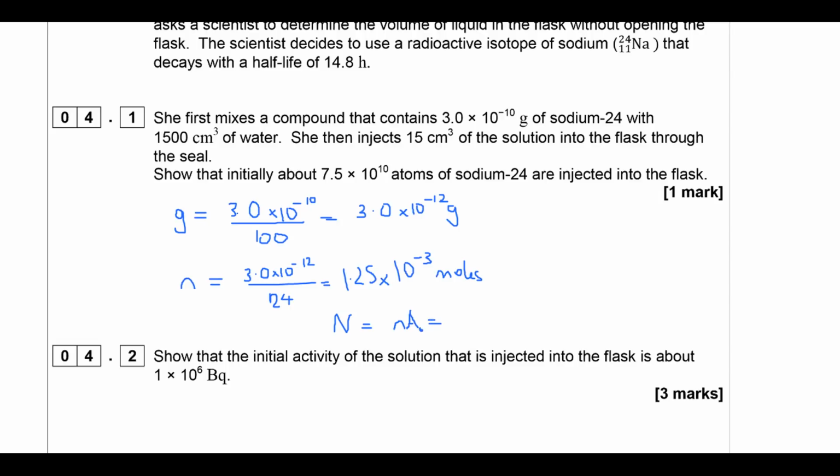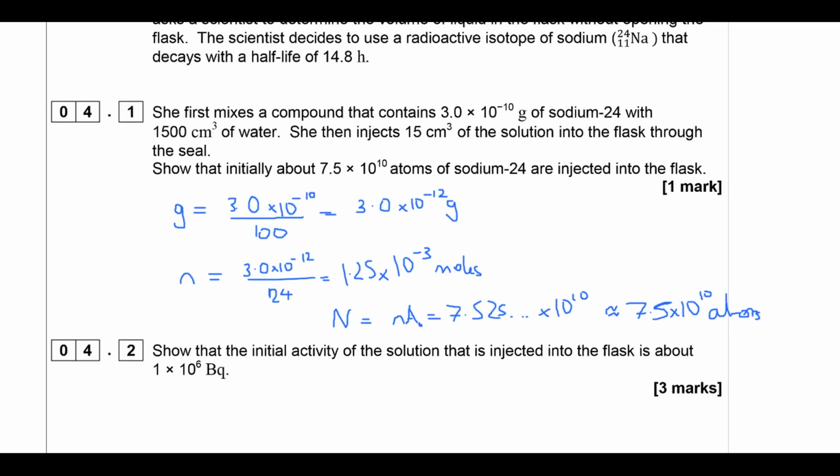Which is essentially times that by 6.02 times 10 to the power of 23, and we get 7.525 times 10 to the 10, which we can see is roughly 7.5 times 10 to the 10 atoms. So that has worked out.